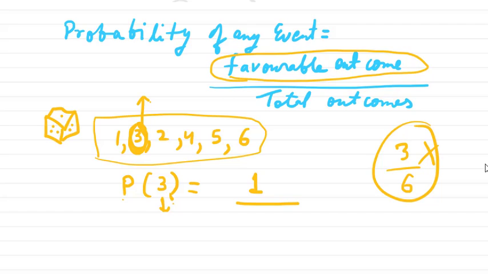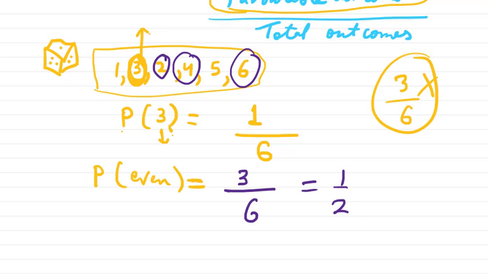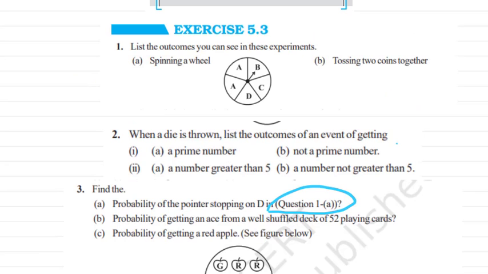So here the total outcomes, how many numbers do we have here? We have 6 numbers. So probability of getting 3 will be 1 by 6. The same way, if I am saying probability of getting an even number, how many even numbers? All the even numbers will be favorable events for me. So how many even numbers do we have here? 2 is favorable, 4 is favorable, and 6 is also favorable. So the favorable outcomes are 3 and the total is 6. So like this you can do the sums of probability.